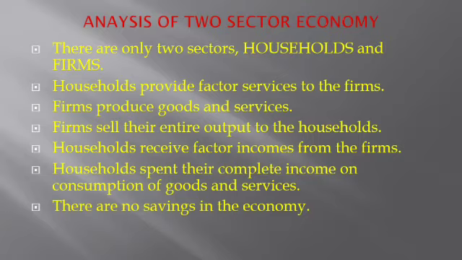Here, households, whatever factor incomes they receive, that complete income is spent on purchase of goods and services in the form of consumption expenditure. So here there is no savings. Whatever money the households earn, that complete money is spent in the form of consumption expenditure for purchase of goods and services. The last assumption is there is no savings in the economy. That is what I told. There is no savings. Whatever the households earn, that complete money is spent on purchase of goods and services in the form of consumption expenditure. So this is the analysis of your two-sector economy.